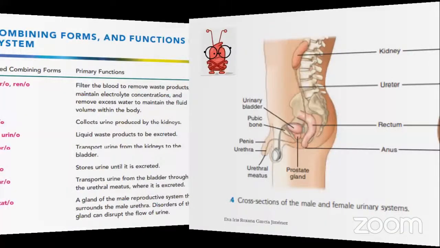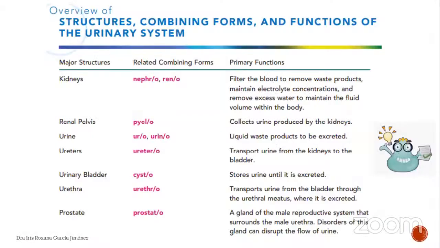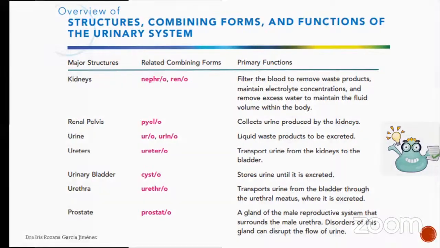And now the overview. The overview is talking about major structures, for example, kidneys, the related combining forms, nephro or reno; renal pelvis, pyelo; urine, uro, urino; ureters, ureter; urinary bladder, cysto; urethra, urethro; prostate, prostato. Primary function is for checking at home, catching vocabulary and expressions, of course.